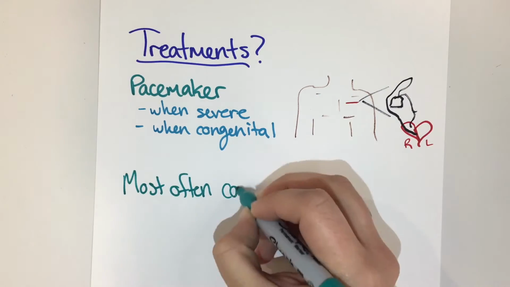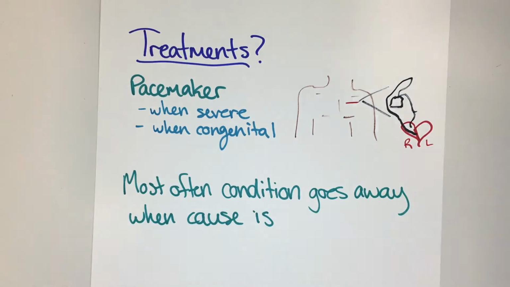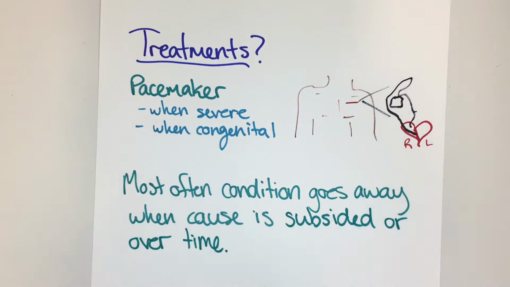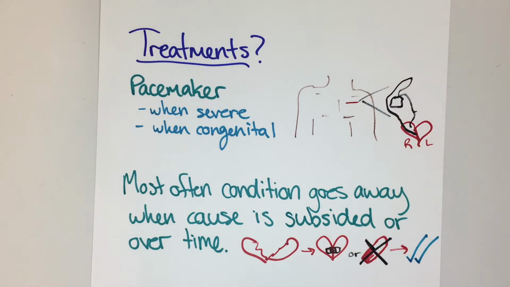As for the acquired cases, heart blocks can go away over time if the factor causing it is treated or resolved. For example, heart blocks caused by heart attacks can go away during recovery, and blocks caused by medication can stop if those doses are either lowered or stopped altogether.